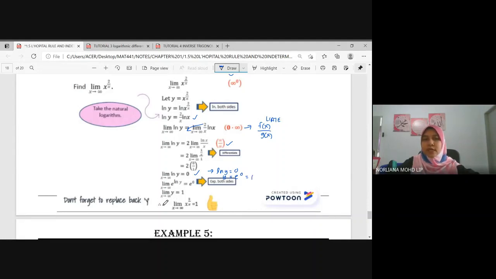Okay, then replace back the original question. y equals this one. So equal to 1.